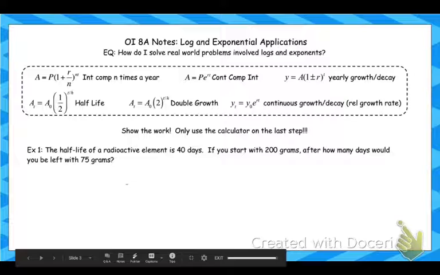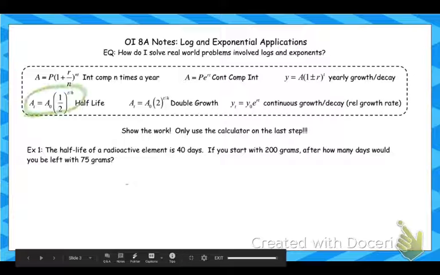All right, so the only thing that's going to be different today than what we did earlier this year is that instead of just using the calculator straight up, now that we know how to solve exponential equations using logs, we are going to solve these equations algebraically. Starting with the first one, the half-life of a radioactive element is 40 days. If you start with 200 grams, after how many days would you be left with 75 grams?